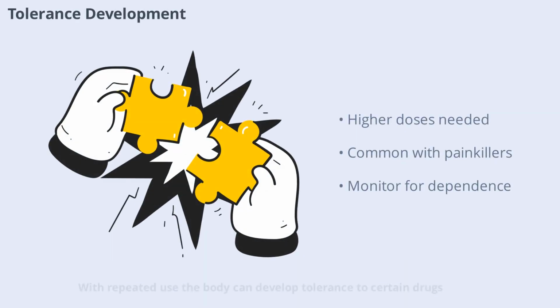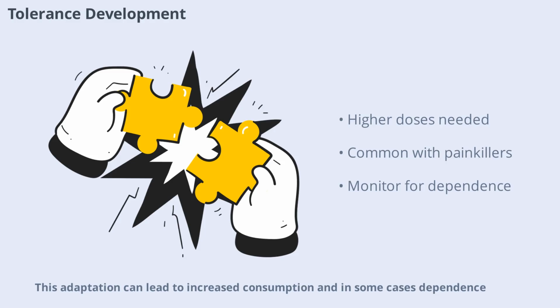With repeated use, the body can develop tolerance to certain drugs, meaning higher doses are needed to achieve the same effect. Tolerance is common with painkillers and sedatives. This adaptation can lead to increased consumption and, in some cases, dependence. Monitoring for tolerance helps manage dosing and prevent misuse.